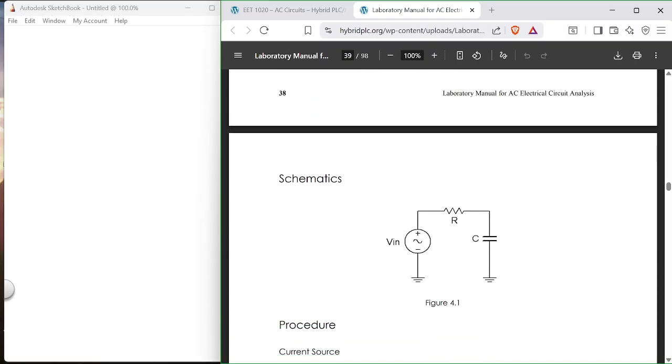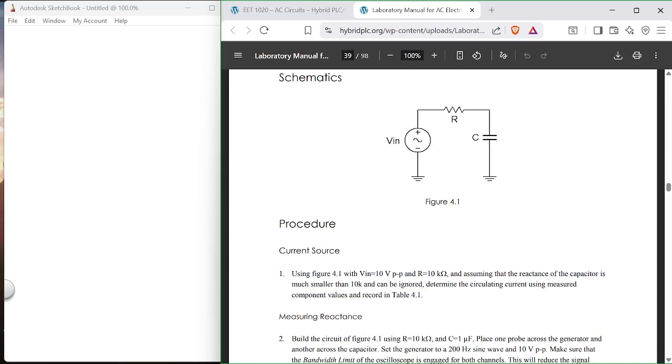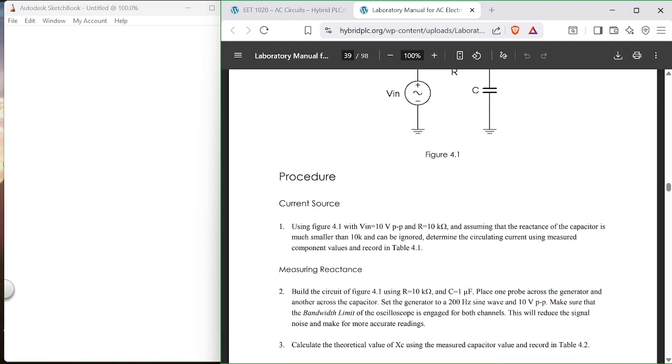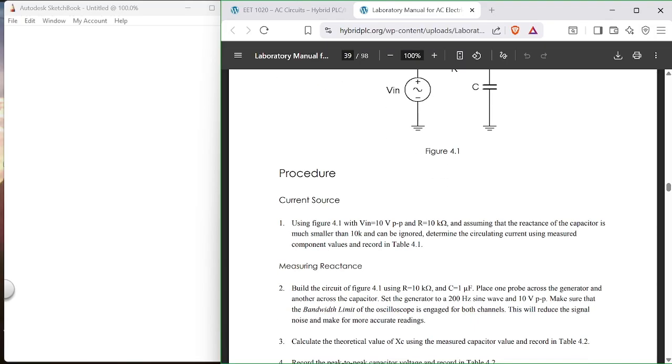Okay, so this is the schematic that you set up. You set up your voltage supply, which is your signal generator. If you haven't used a signal generator before, this is where you're going to start doing that. You enter in 10 volts peak to peak, and assuming that the reactance of the capacitor is much smaller than 10K, can be ignored, and determine the circulating current using measured components values and record in table 4.1.